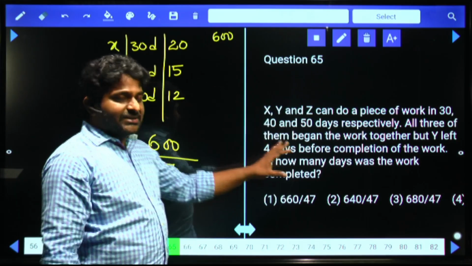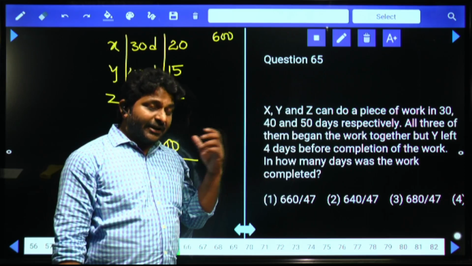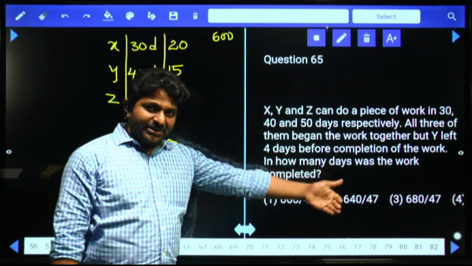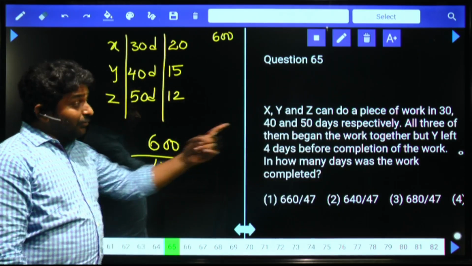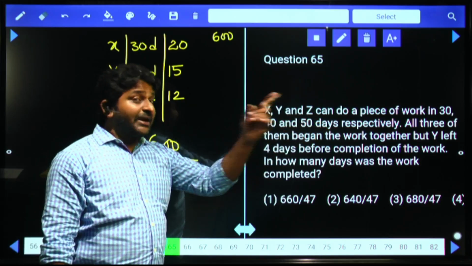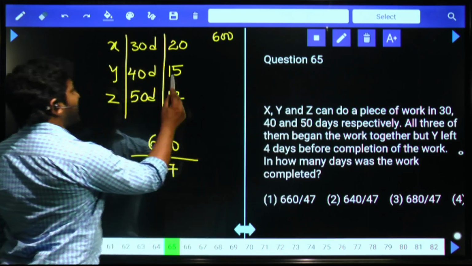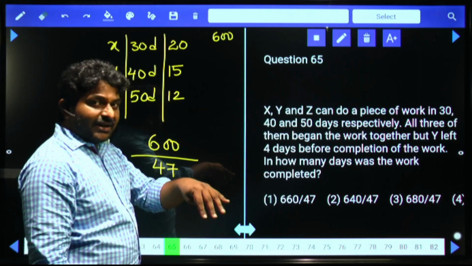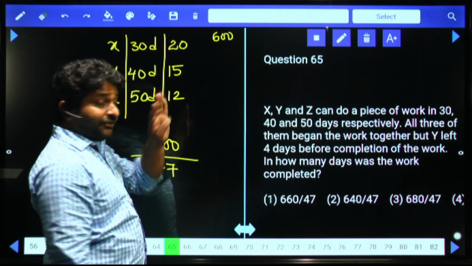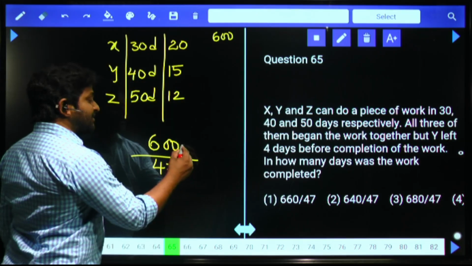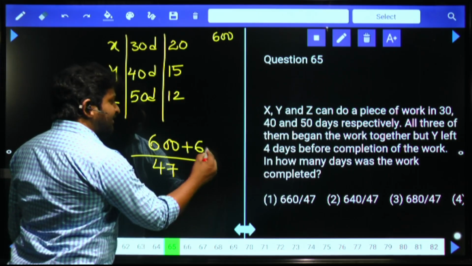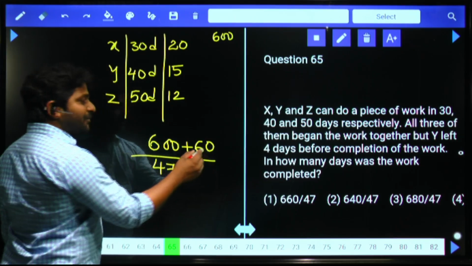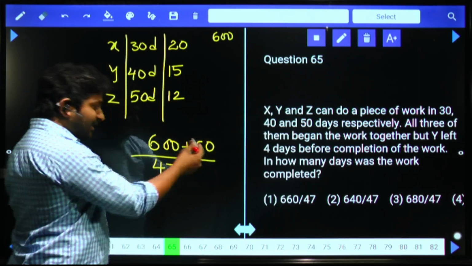If all three people had worked together till the completion of work, then you could divide. But Y is not there till the completion of work. How many days is Y not there? 4 days. Per day Y can do 15 units. In the last 4 days, if Y was there, Y would do 15 into 4, that is 60 units. So now let's add those 60 units. We are adding the 60 units because we have taken Y as also being there in the last 4 days, as extra.